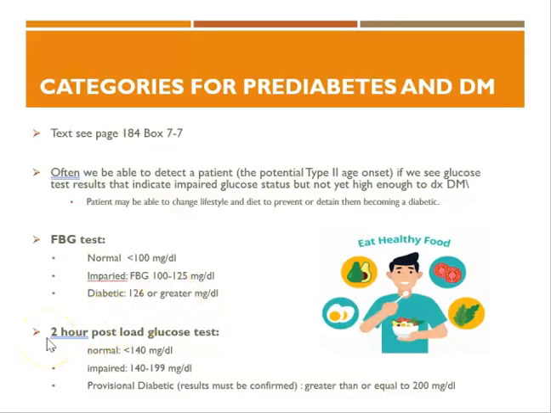For the 2-hour post-load glucose test, it would be those people that fall within 140 to 199. They haven't got up to the 200 yet and are diagnosed as fully diabetic. Again, these are your type 2 diabetic. This wouldn't be your type 1 people.